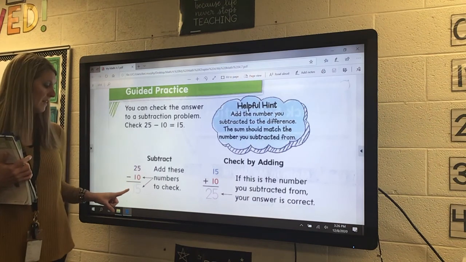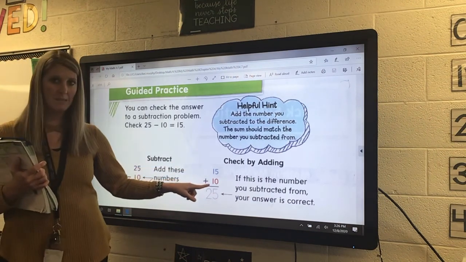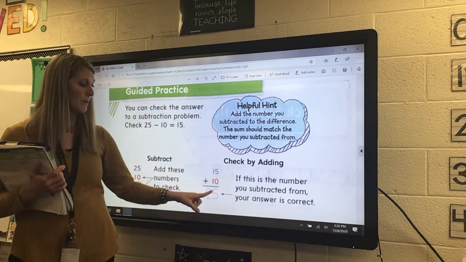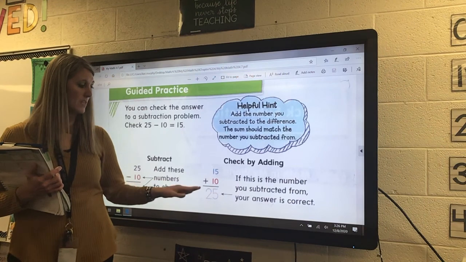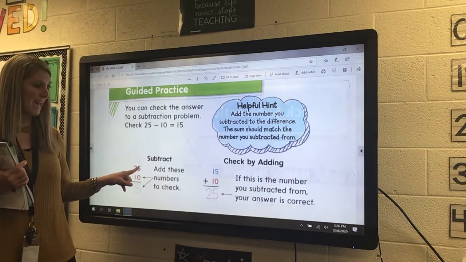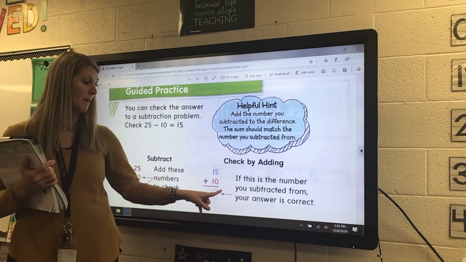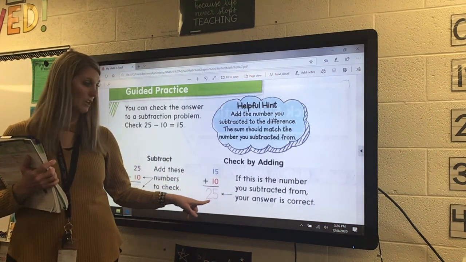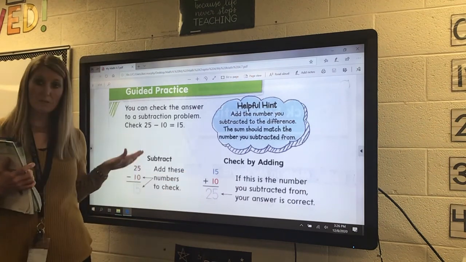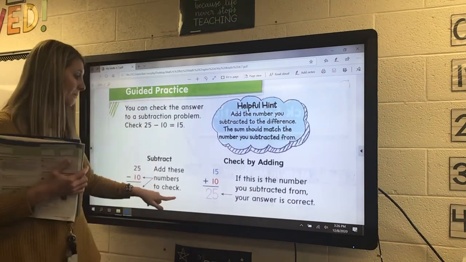Let's double check that. So we're going to put that 15 up here. We're going to bring the 10 straight across. And we're going to add going down. So 5 plus 0 is 5. 1 plus 1 is 2. So my sum is 25. Does that match up here? Yes. So if this number that you subtracted is correct, or I should say added, then you know that you subtracted and you added correctly.